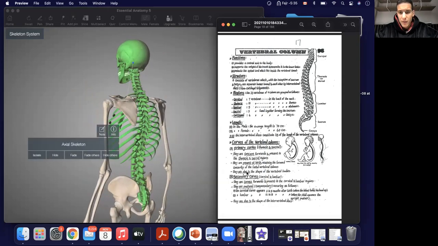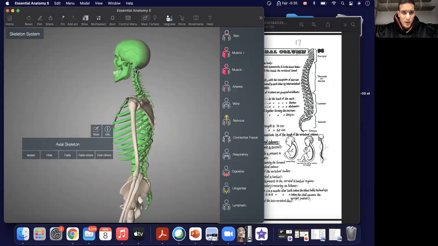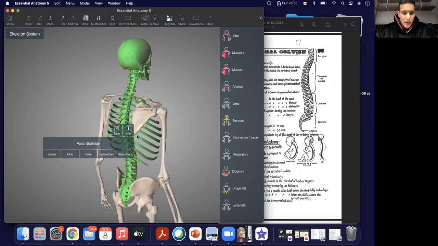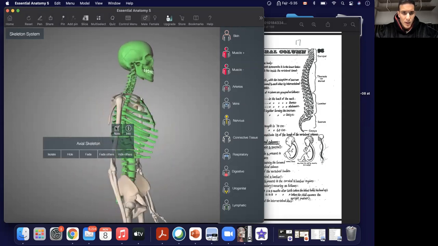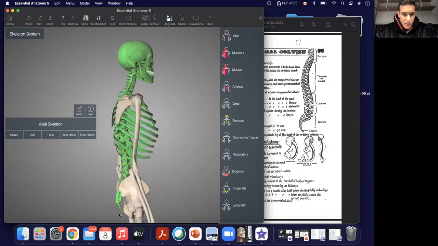And then we have the secondary curves. They are convex forward and present in the cervical region, just on the top, and the lumbar region. And if you see these curves, they're convex forward, here concave forward. If you can see it right here, it's concave forward, okay? And for the sacrum, it's also concave forward, okay?